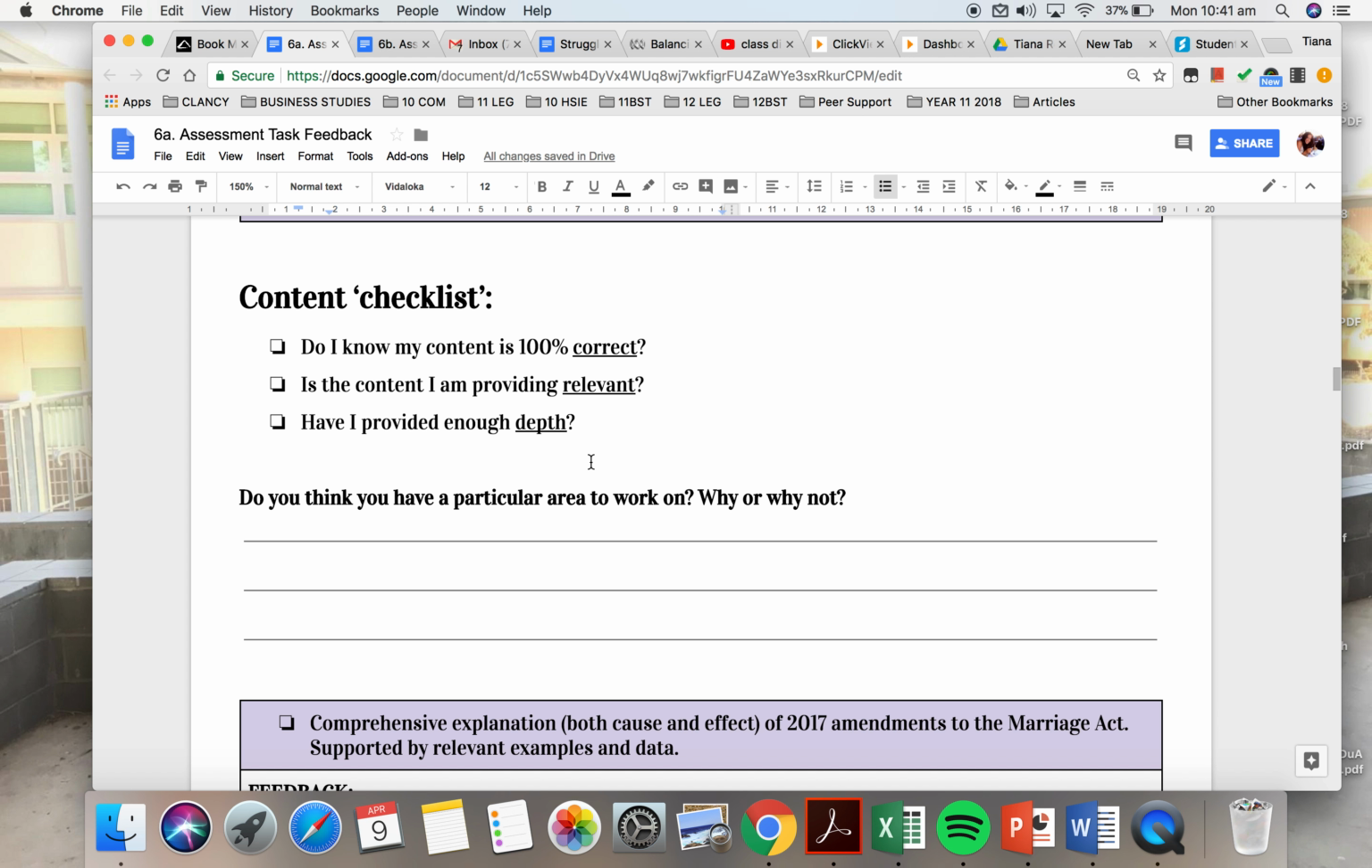Once you have done that, you now need to choose a particular area to work on. So do you think you have an area to work on? So it might be that all the content that you have included is not relevant to the question. Why do you think you need to work on that area? Or why don't you think you need to work on that area? Or why do you think you don't have an area to improve? Now, everybody has an area to improve on. So there should be no one saying, no, I don't have an area to improve on. Everyone has an area to improve on in content. So, laptop's up again, and can you please answer that question?